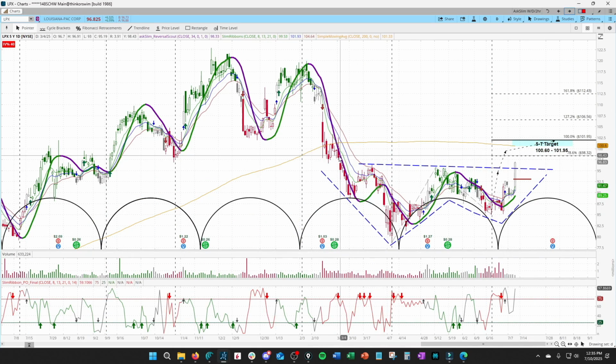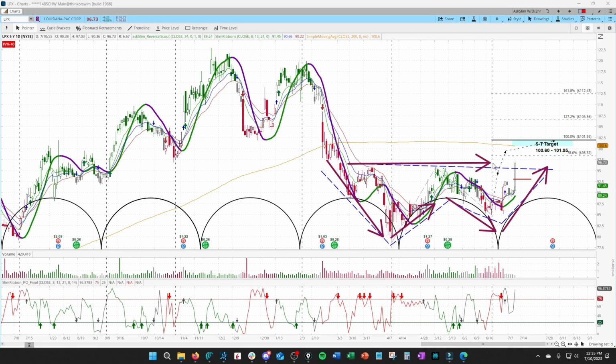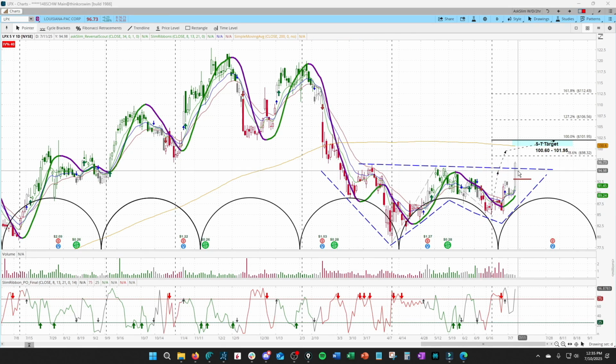Go to the daily chart. This is your W bottom. This is your base. You're now clearing it. Let's see what happens towards the end of day. But right now we're seeing a shift to the upside in the indicators.